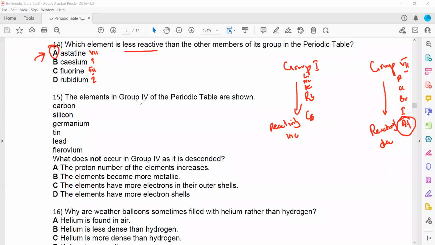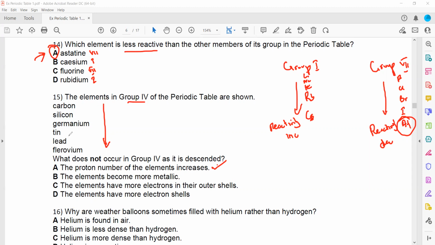Then elements in group 4 of the periodic table are shown: carbon, silicon, germanium, tin, lead, and flerovium. What does not occur in group 4 as we descend? As we go down the group, what does not happen? The proton number of the elements increases, that is true. Elements at the top of the group have a lower proton number or atomic number as compared to elements at the bottom. So this is true. The elements become more metallic. Yes, as we go down, they become more metallic.